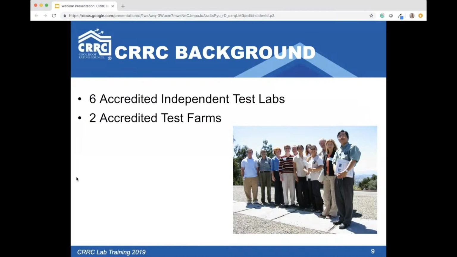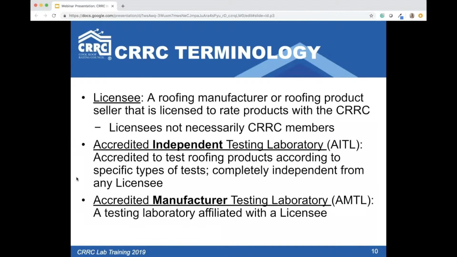So in terms of the lab background with the CRRC, we have 6 accredited independent test labs, and I will define that momentarily, what that means. We also have 2 accredited test farms, so that's actually where the samples are going to go out for 3-year weathering. Again, we'll provide a little bit more information about that now. So you're going to see a few terms throughout this presentation.